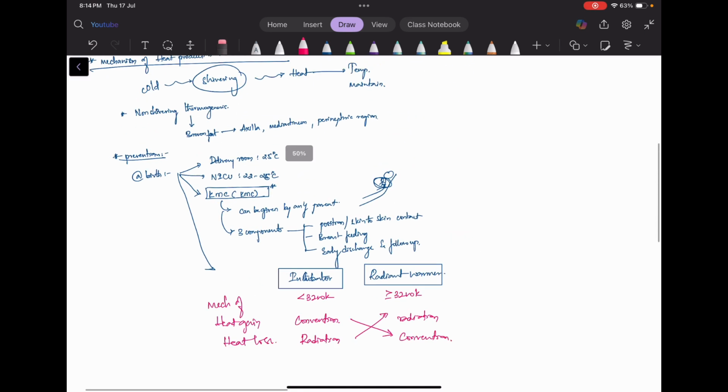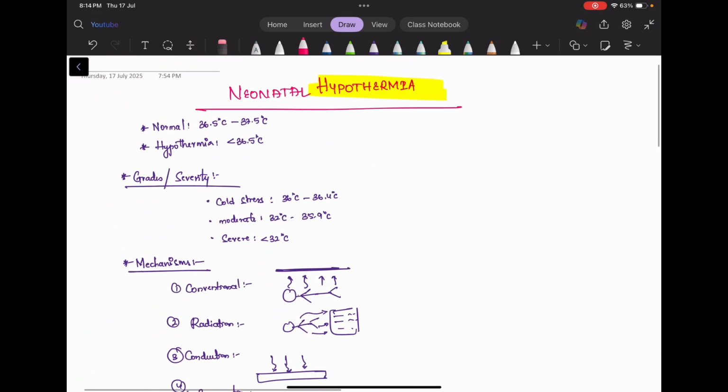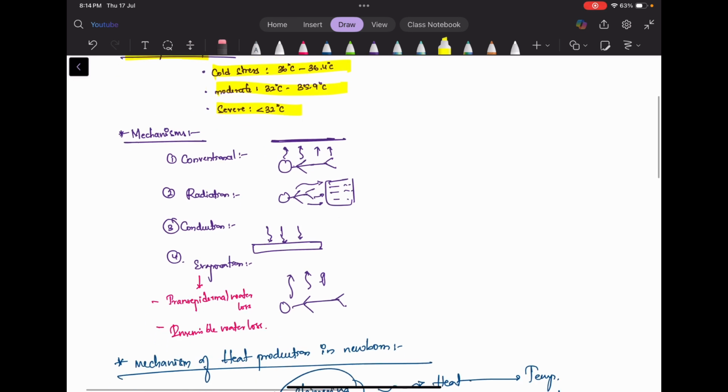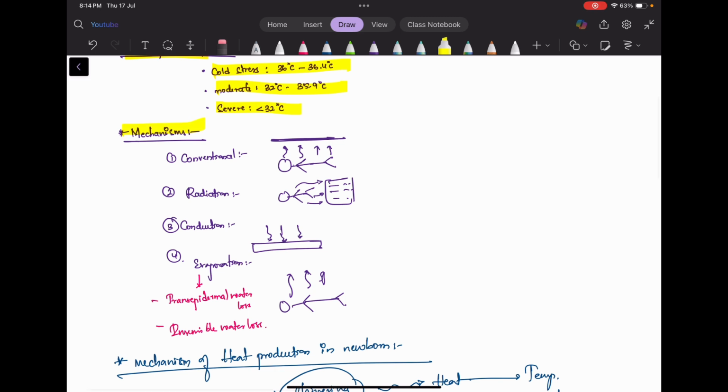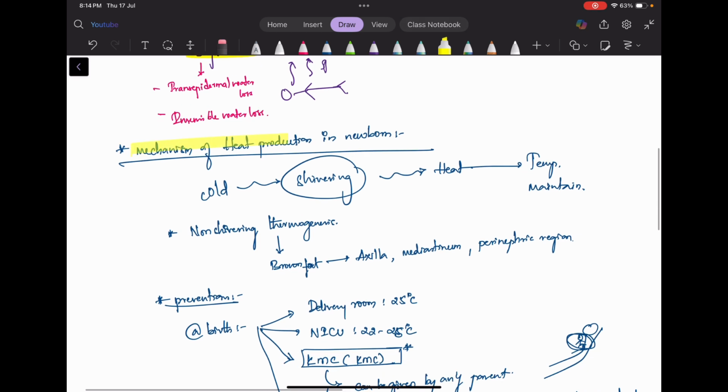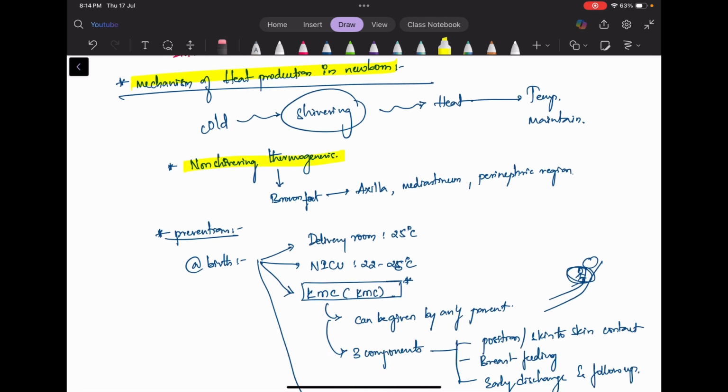Yeah, that's it. Let's revise quickly so that you'll remember better. Neonatal hypothermia we discussed. So what is the normal temperature? 36.5 to 37.5. Then what is it like to be called hypothermia? It's less than 36.5 degrees Celsius. Then we studied grades, which is cold stress 36 to 36.4, moderate 32 to 35.9. Then we call it severe when it's under 32 degrees Celsius. Then we discussed mechanisms. We have 4 types: conventional, radiation, conduction, then evaporation. Then we studied heat production, where we came to know about non-shivering thermogenesis.